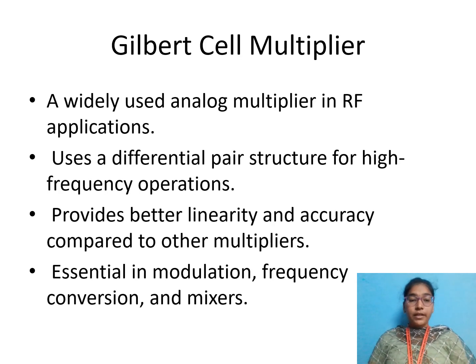About the Gilbert cell multiplier: it is a widely used analog multiplier in RF applications. It uses a differential pair structure for high frequency operation. It provides better linearity and accuracy compared to other multipliers, and is essential in modulation, frequency conversion, and mixers.